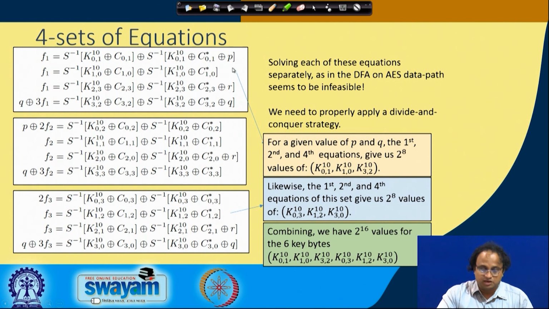So there are many variables, and therefore it is difficult, or at least it doesn't look very evident, how the possible values will get reduced, because reduction is very important. Otherwise, we will not get a very efficient key recovery mechanism. So therefore, we need to develop a proper divide and conquer strategy by using the various equations that we have.